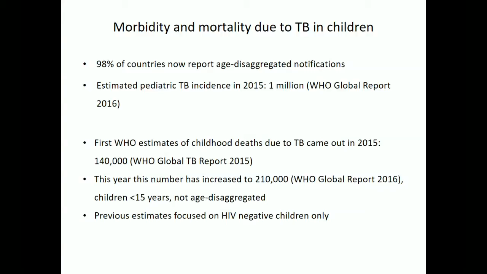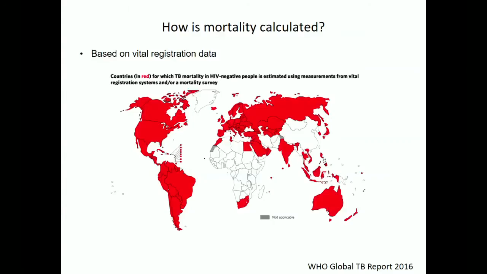It's not age disaggregated. So how do they calculate those numbers? Well, those are based on vital registration data, and you can see on this map, all the countries in red are the countries that do report vital registration data. And then the WHO use an imputation method to calculate those numbers for the countries which are in white.